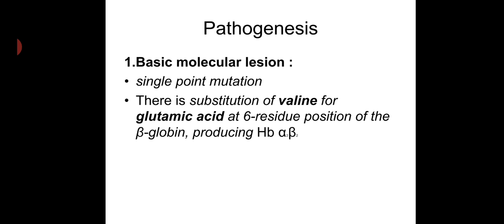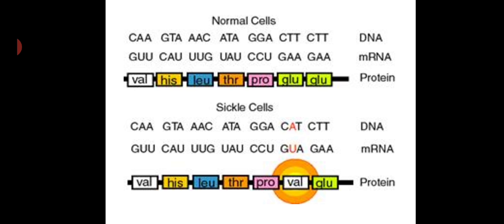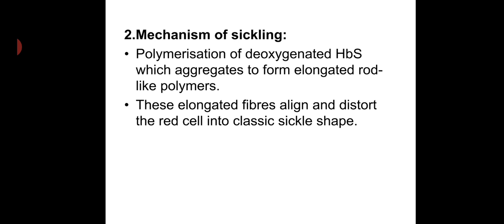Now what is the pathogenesis of sickle cell anemia? The first and foremost thing is the basic molecular lesion, that is a single point mutation, where there is substitution of valine for glutamic acid at the 6th position of the beta globin chain or beta globin gene, producing hemoglobin alpha 2 beta S 2. So here you can see this is the gene for beta globin chain. At the 6th position, glutamic acid is replaced by valine. So that is about the basic molecular defect.